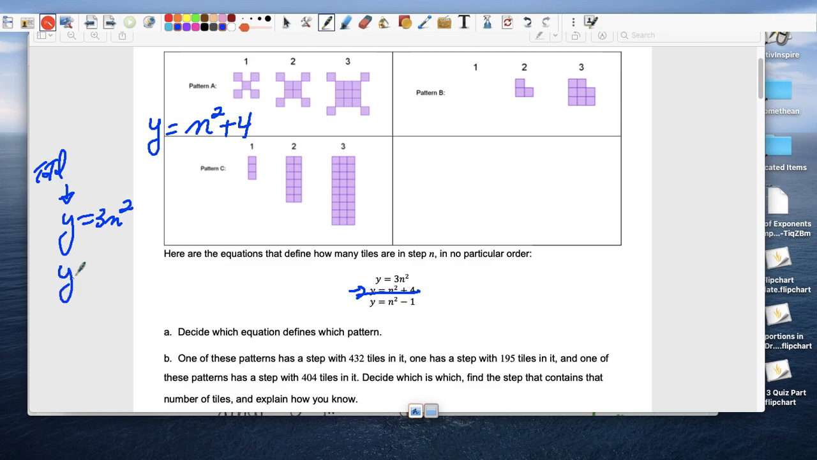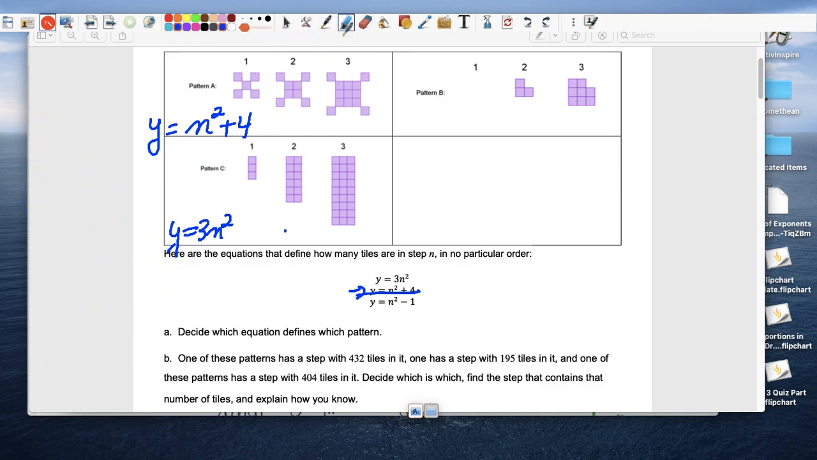Well, let's try it. Y equals 3 times 2 squared, right? So the first term is 3. The second term is 1, 2, 3, 4, 5, 6. 6 times 2 is 12. The third term is 3, and 1, 2, 3, 4, 5, 6, 7, 8, 9. 3 times 9 is 27, right? So if I plug in 2, I should get 12. Do I get 12? Look at that, I do get 12. So this one, pattern C, is represented by this particular equation. All right, so let me take that out.